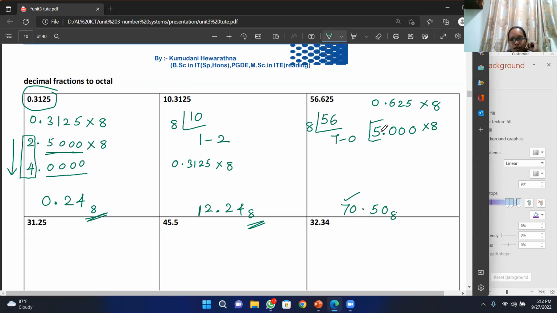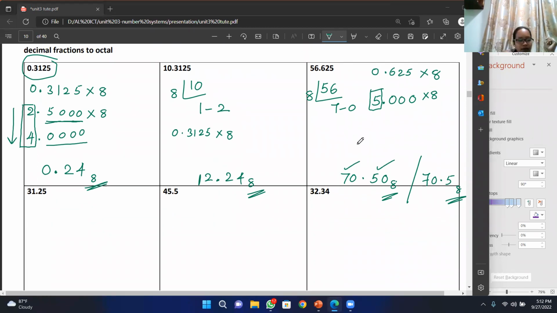So you have to take only 5 here. Yes. 5 0 or just 5 is also enough. Right? Fine. That is also correct, right? Because the last zeros we can omit. This one is also enough. Let's check the answers. Yes. Correct, Dulvi. Next one, 31.25.